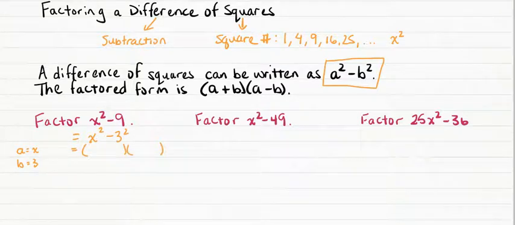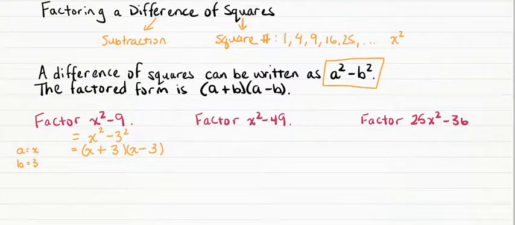So if a is x and b is 3, then I can write my factored form where a is the value that goes at the beginning of each bracket, so x, and b is the value that goes at the end of each bracket, so that's a 3, and one binomial has a plus sign and the other one has a minus sign. So the factored form of this polynomial expression is x plus 3 times x minus 3.